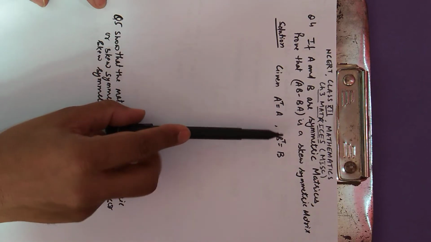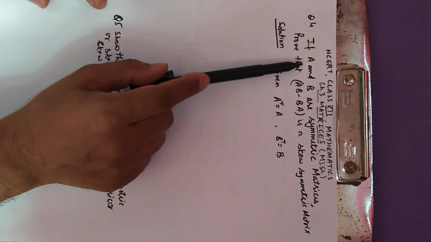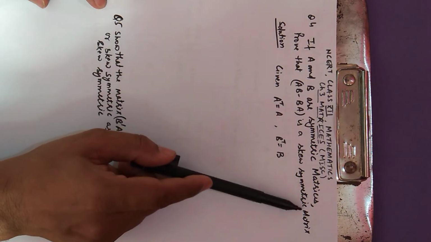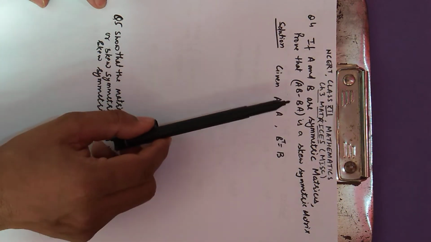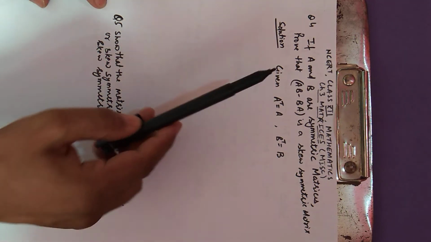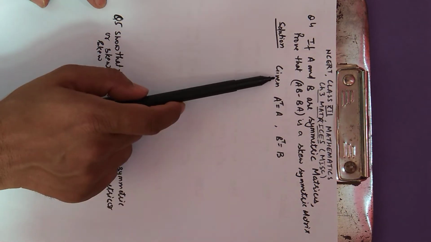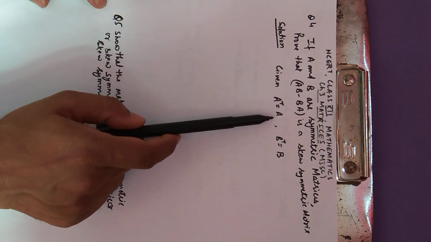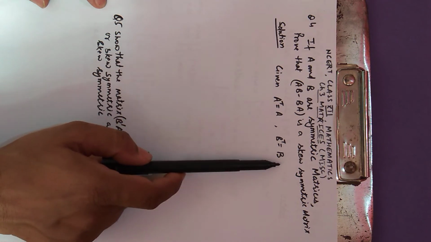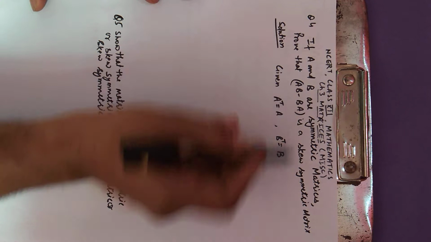Now we continue with miscellaneous exercise. This is question number 4. Question number 4 is, if A and B are symmetric matrices, prove that AB minus BA is a skew symmetric matrix. So it's given to us that A, B are symmetric matrices. So A transpose will be equal to A and B transpose will be equal to B. Now we have to show that AB minus BA is a skew symmetric matrix.